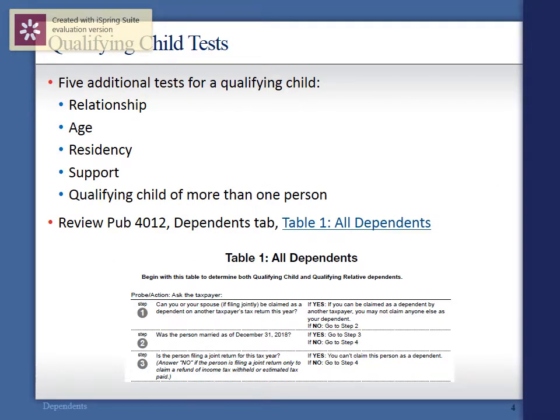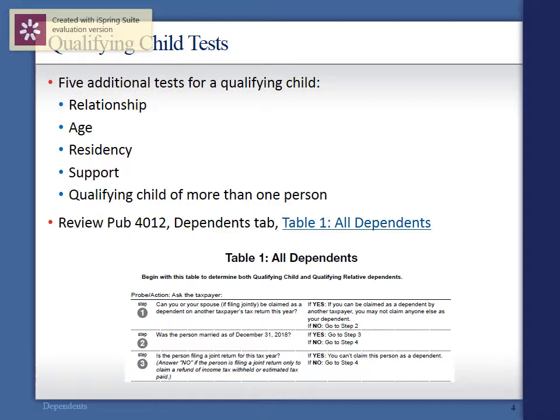The qualifying child test is made up of multiple parts. As you can see listed here, the very first is the relationship test. The relationship test all it really states is you must fall into one of two categories. One is a child, a daughter, an adopted child, a stepchild, or even a foster child, or a descendant of any one of those, which would be a grandchild. Or it would fall under the category of a brother, a sister, a half-brother, a half-sister, a stepbrother, or a descendant of any of them, which would be a niece or a nephew.